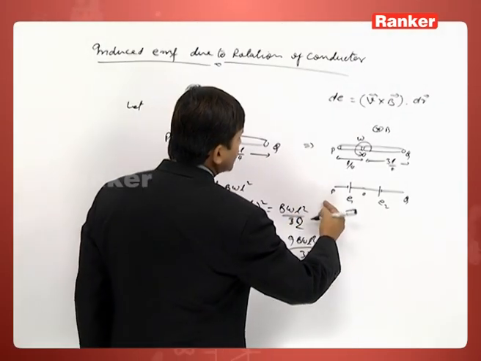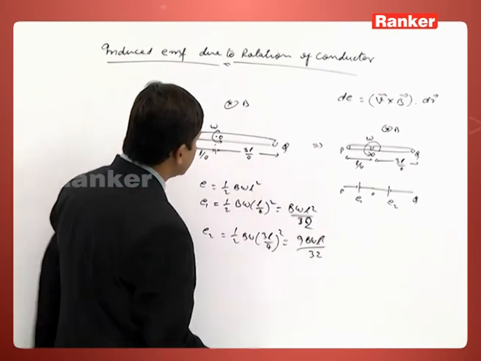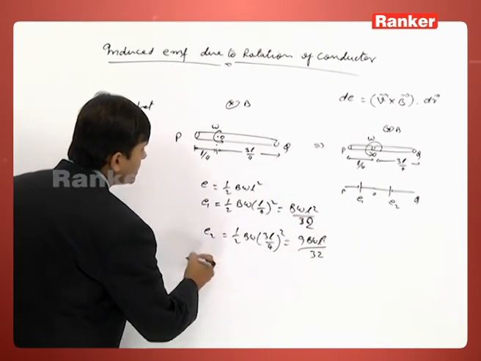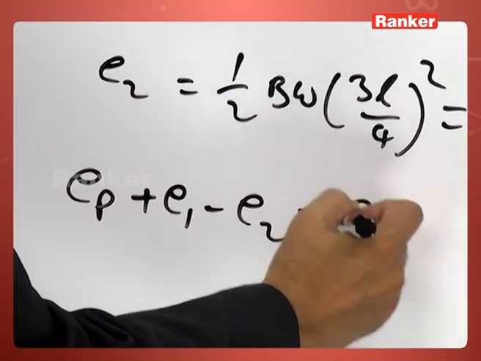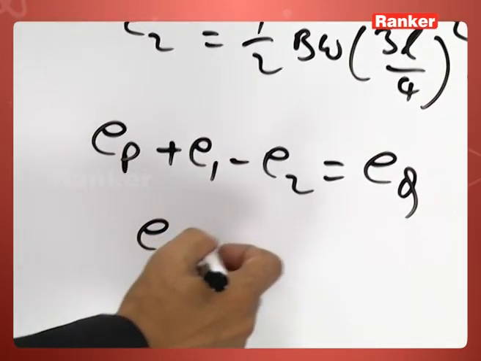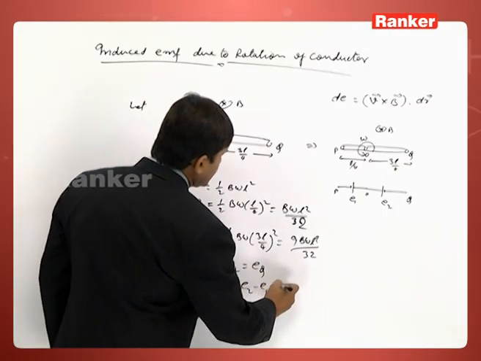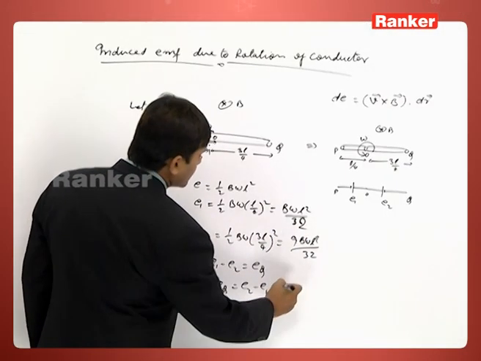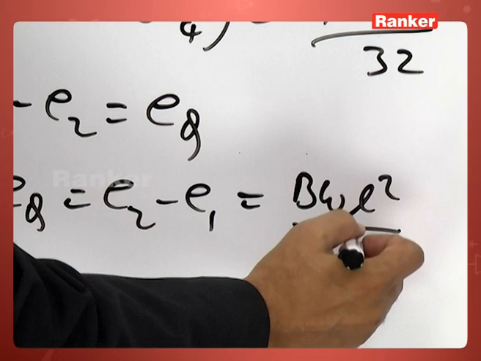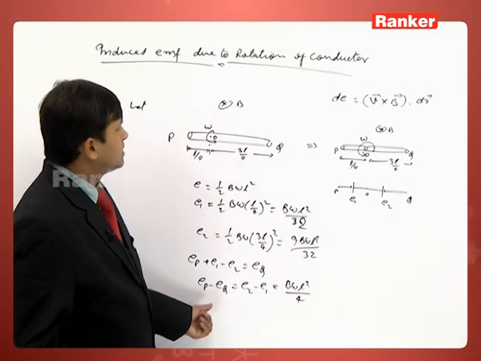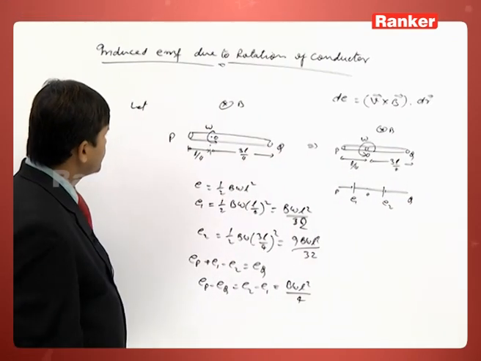Now if I am looking between P and Q, simply we can apply Kirchhoff's law. EP plus E1 minus E2 is equal to EQ. So EP minus EQ is E2 minus E1, and E2 minus E1 means this minus this, so B omega L square by 4. So this is the induced EMF between P and Q. In this manner we can say.